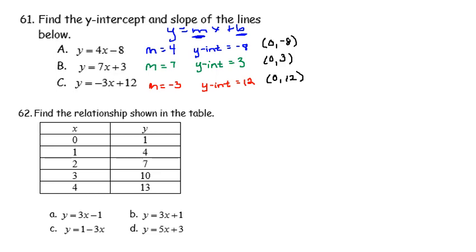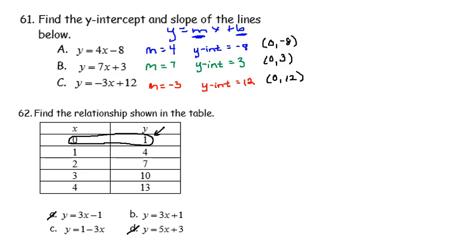So just what I said before, when the x is 0, that is your y-intercept. So we've already found our y-intercept right here of 1. So that means we could get rid of a because that says -1. We could get rid of d because that says +3. Now all we need to do is find the slope.